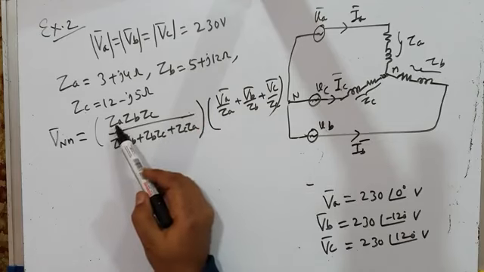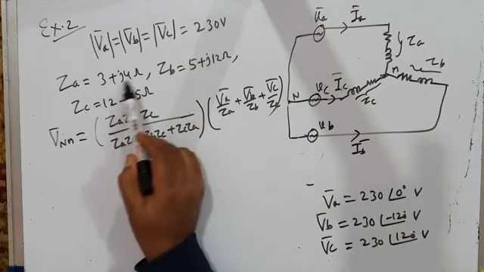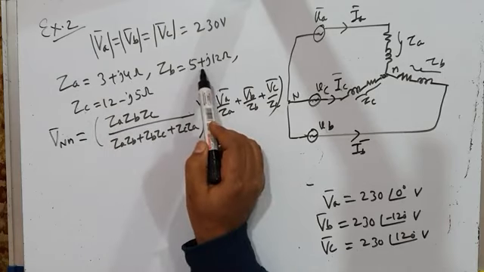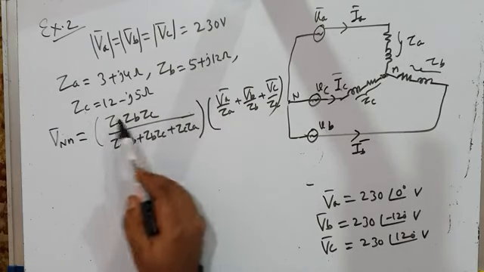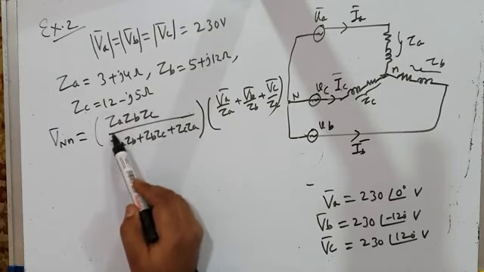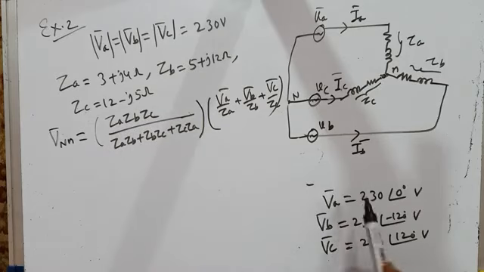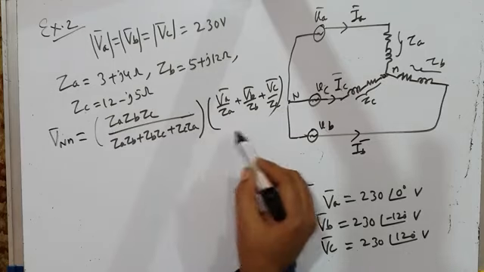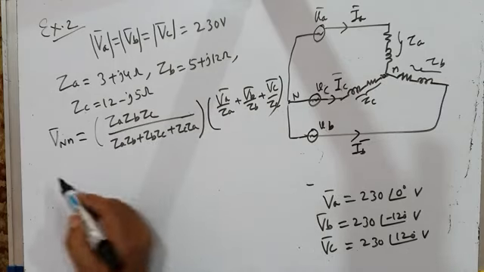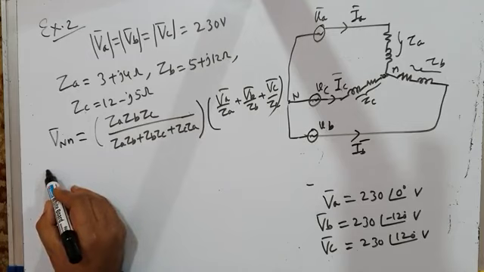Use your calculator. ZA is given here as 3 plus j4 ohms. ZB is given as 5 plus j12 ohms. ZC is given as 12 minus j5 ohms. Substitute here. VA is 230 at an angle of 0 degrees volts. VB is 230 at an angle of minus 120 degrees volts. And VC is 230 at an angle of plus 120 degrees. Substitute these values here, and you will get the neutral to neutral voltage.